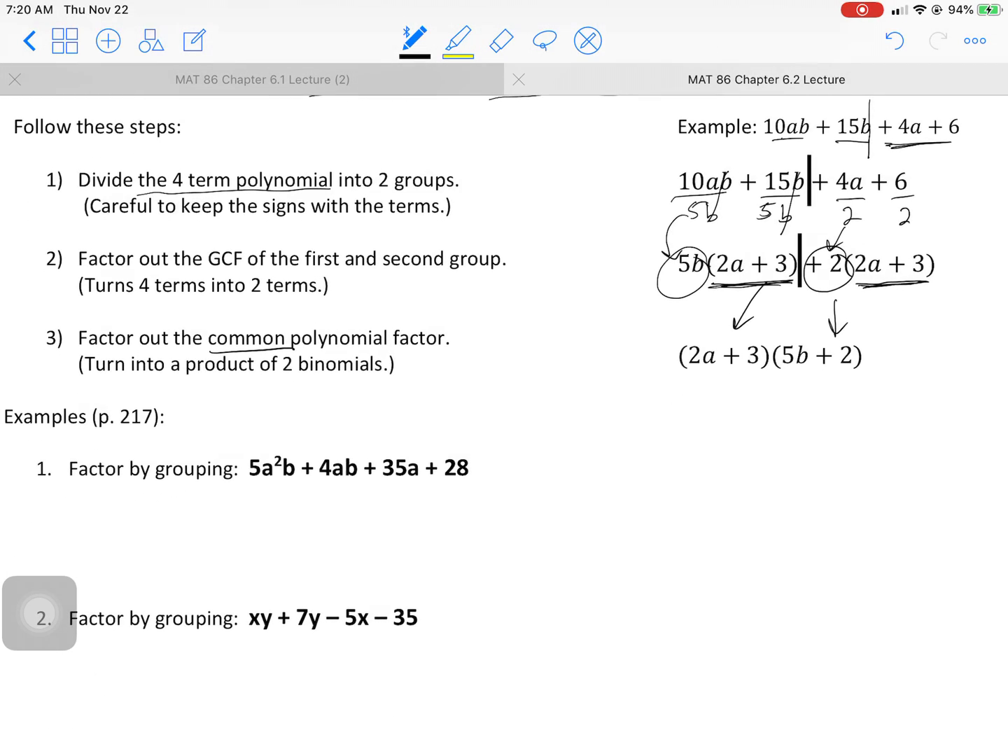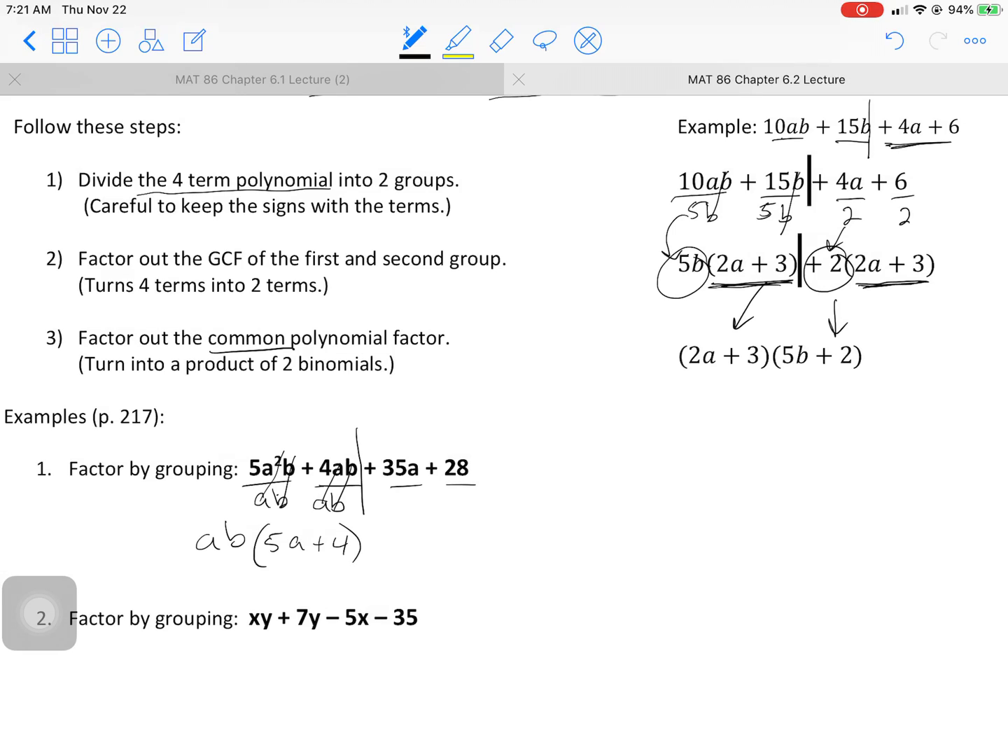So let's try this again. We have a 4-term. 1, 2, 3, 4. Divide in half after the second one. What goes into the first half? Let's see. They have an A in common and a B. All right, so A, B. What's left? Let's see. That's a 5. Couldn't do anything with the numerical coefficients, but that doesn't mean you don't use the variables. And then the B's go away, so this is 5A plus 4.